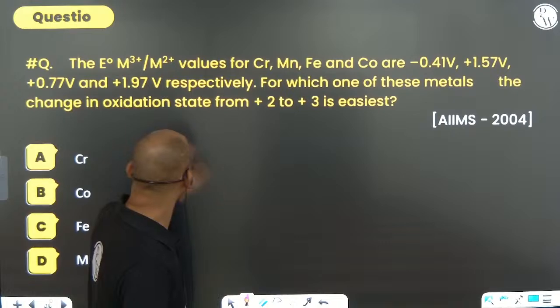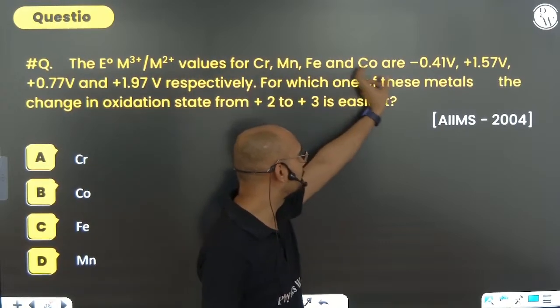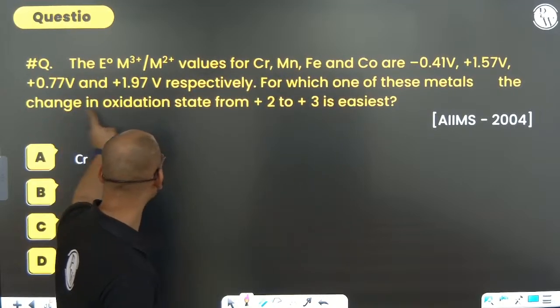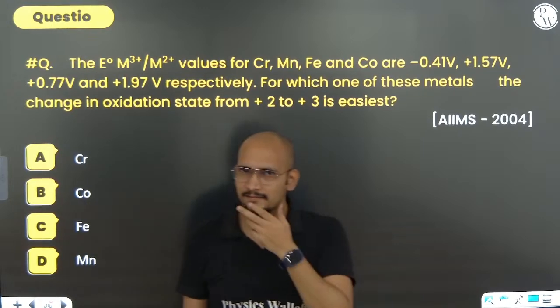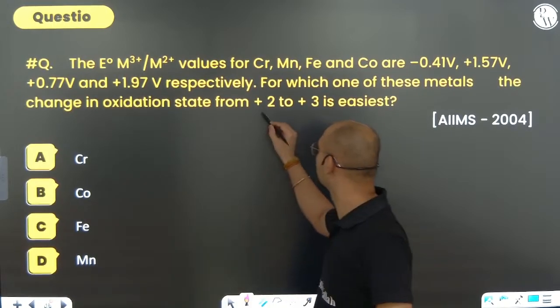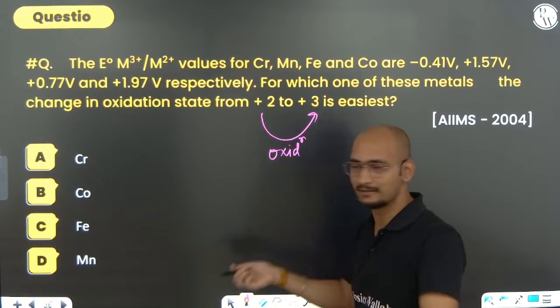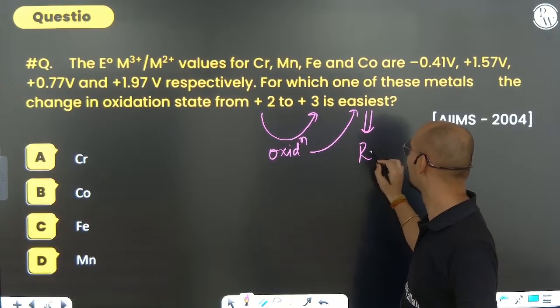Chalo. Now the E naught of M plus 3 to M plus 2 values for Cr, Mn, Fe, these things are given. For which one of these metals is the change in oxidation state from plus 2 to plus 3 easiest? Plus 2 to plus 3 means oxidation or reduction? I hope everyone sees that it is oxidation. If oxidation is easier, what can we say? Acting as the reducing agent.